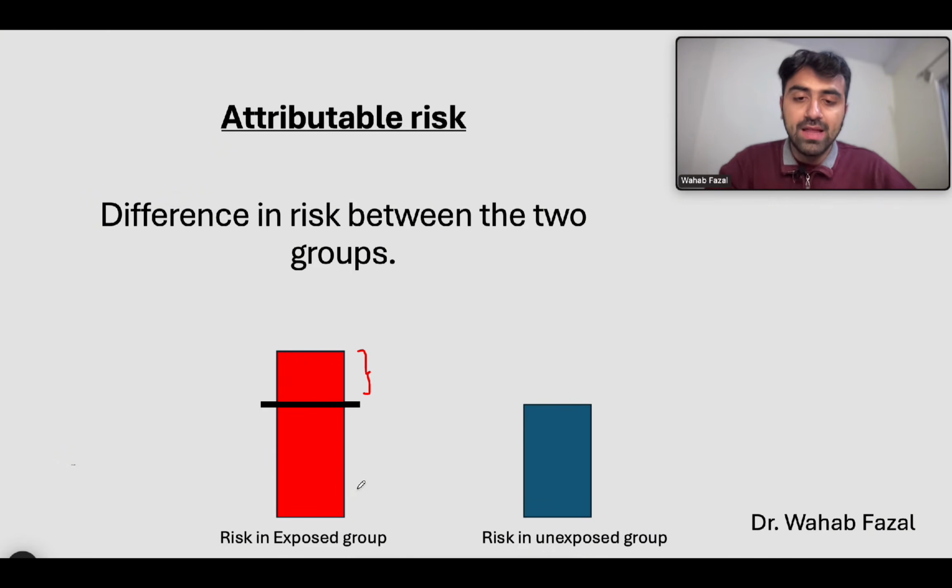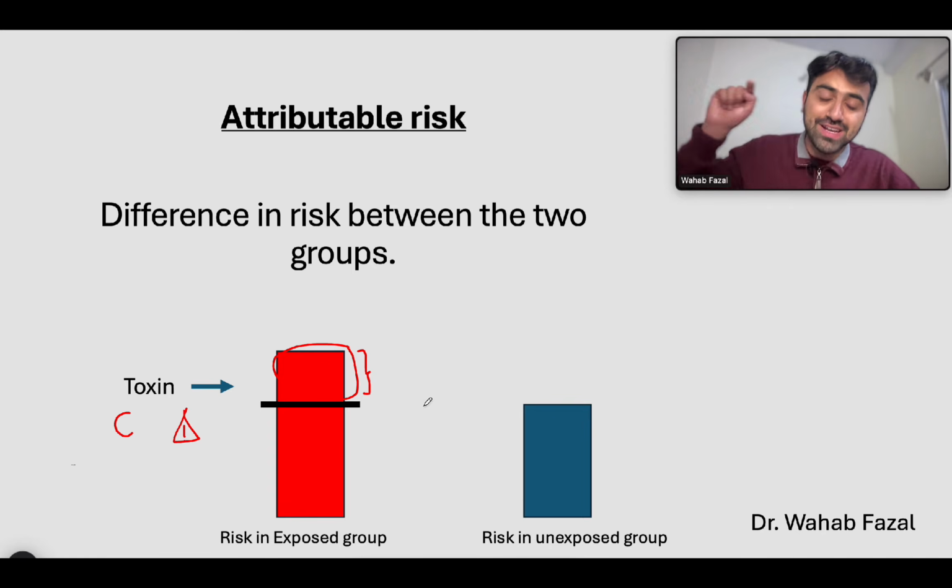You can say that both of these groups are very similar. There was only one difference between the two, and that was, let's say in this case, smoking or toxin or carcinogen, whatever the difference. This is causing this added risk of developing this outcome. This is due to the toxin. So whenever there is a toxin, a carcinogen, something harmful, we talk about something called attributable risk. This extra difference becomes attributable risk.